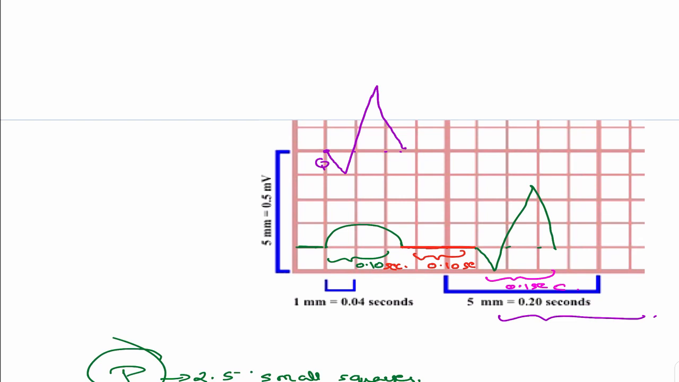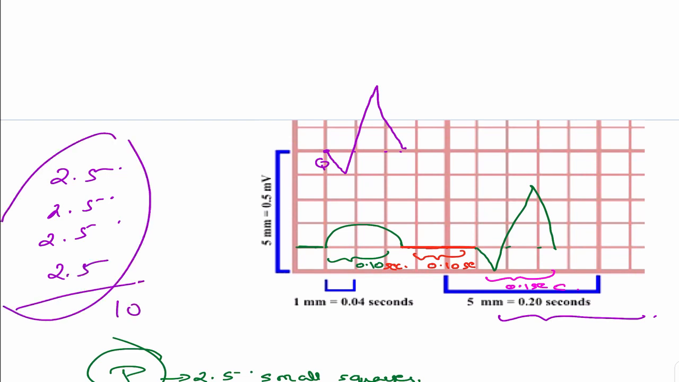Okay, then what we have to know is the QT interval, and so far we were dealing with 2.5, 2.5, 2.5. Just add 2.5 to that, and add another 2.5 to that, and how much is it? 10 small squares. So we are starting from Q, isn't it? QT means starting from Q. So it is 1, 2, 3, 4, 5, 6, 7, 8, 9, 10.